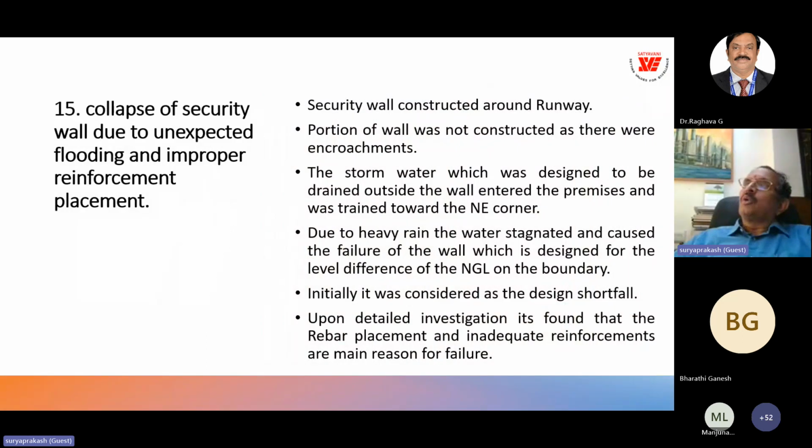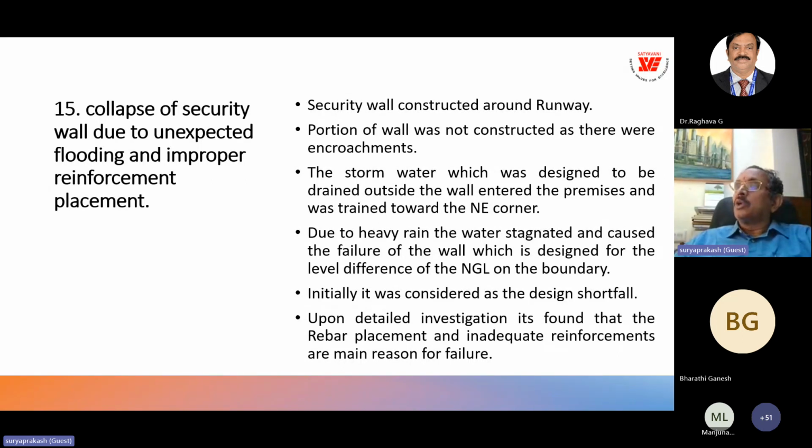Next, collapse of a security wall. There is a difference between a compound wall and a security wall. A compound wall is a normal boundary wall with a 2.1 meter height, and it just protects the boundary. Whereas a security wall is real security, used in defense and at airports. The height of the wall is 3 meters, and it will have a concertina coil above that, and then barbed wire above the wall. So the overall height will be about 12 feet or 4 meters, including all these security systems.